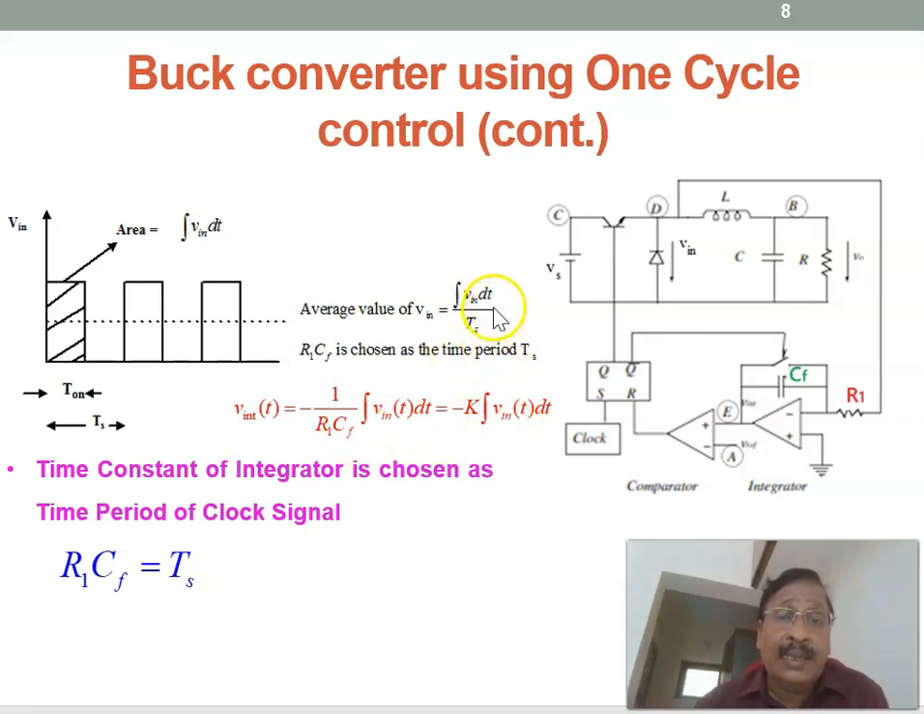Comparing these two things, here we can see that the time constant of the integrator, which is equal to R1 into Cf, is chosen to be the same as the clock time period Ts. The time constant of the integrator is chosen as the time period of the clock signal. That is the condition to be satisfied. The R1 into Cf should be the same as the time period of the clock Ts.